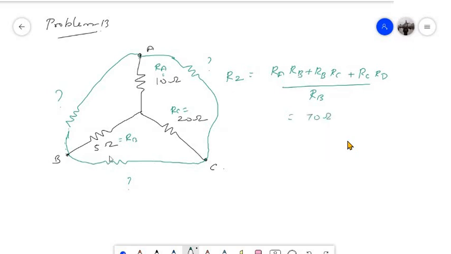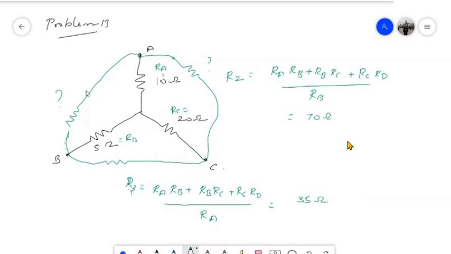In the same way, when you find for this, let's say for example, so this will be RA RB plus RB RC plus RC RA divided by, you'll see what is there in the opposite arm. So this will be RA. Now when you find out, you will be getting something around 35 ohm.